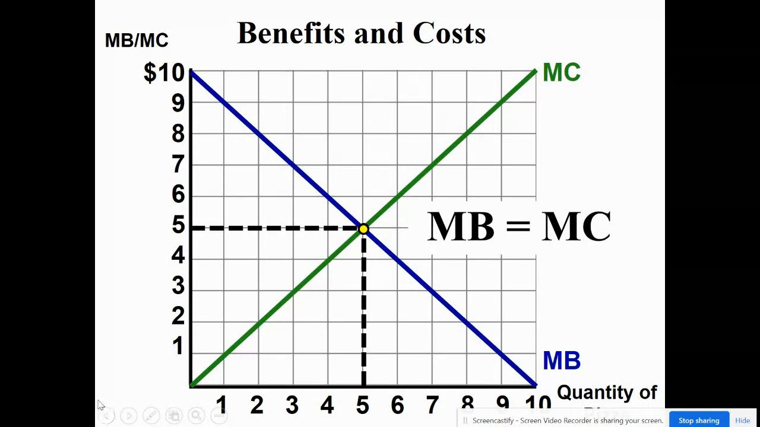Now, if for some reason we don't land right on an exact number, let's say the equilibrium was at 4.5. We couldn't buy 4.5 slices of pizza, so we would just buy 4 pieces of pizza, because if we went to 5 pieces of pizza, then our marginal cost would be greater than our marginal benefit.